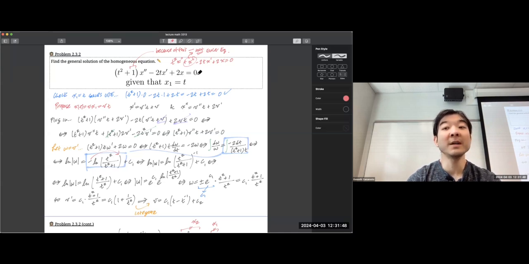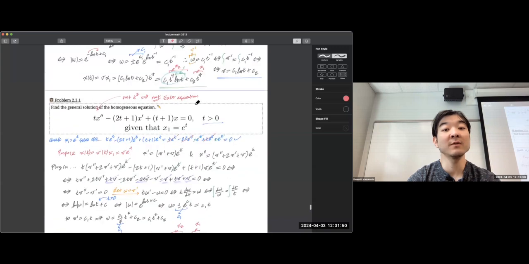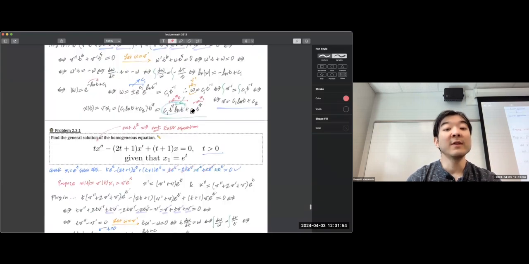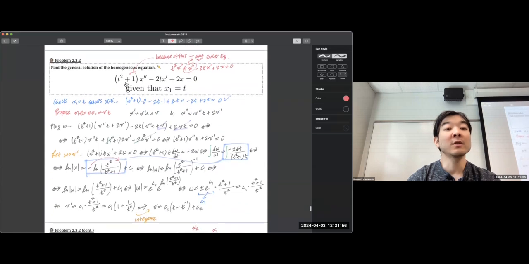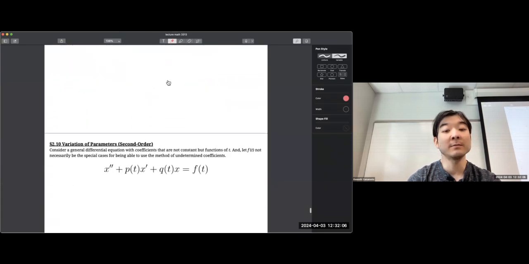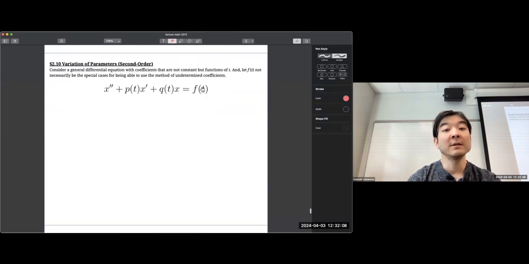But these have all been homogeneous. If you notice, all of these had 0 on the right-hand side. So what if now your coefficients in front of your x double prime, x prime, all of those don't have to be constant, so they're going to be some arbitrary general functions of t. And on top of that, you make your right-hand side not 0 anymore.